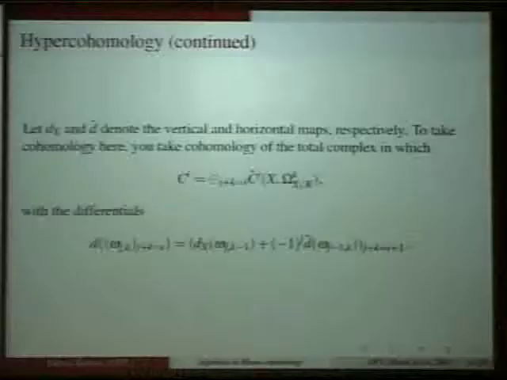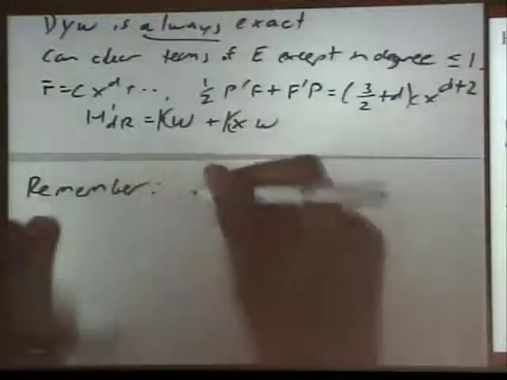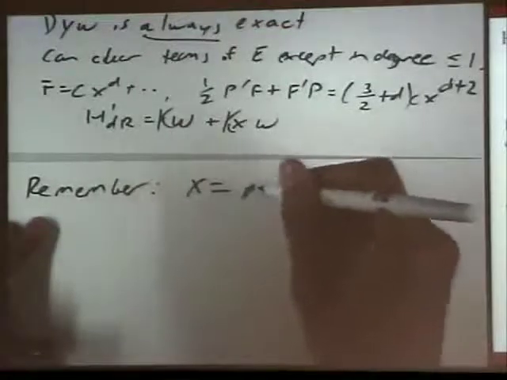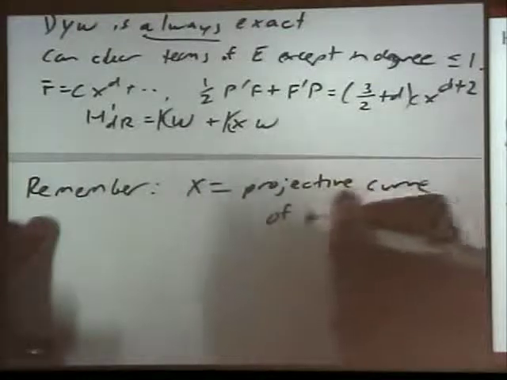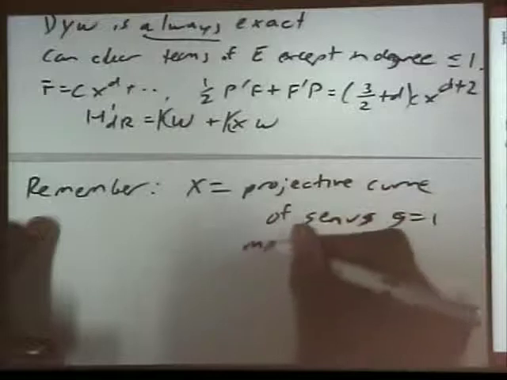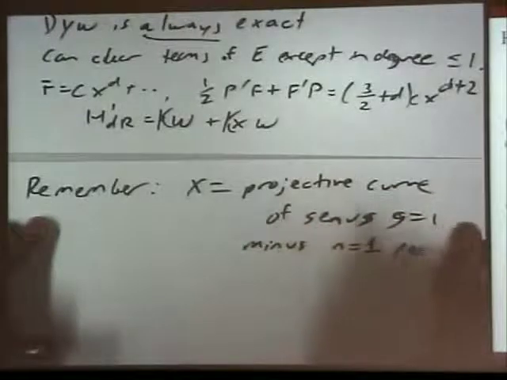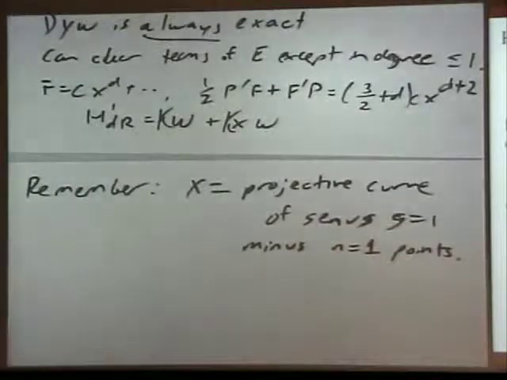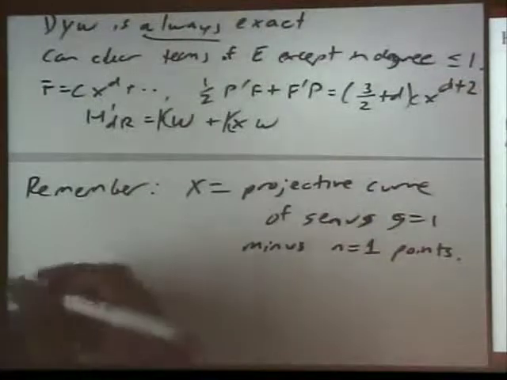So I'm going to mention one more thing about this situation. So remember, X was a projective curve of genus g, g equals 1 in this case, minus n points where n is 1. It's not grammatical, but you know what I mean. Because I want g and n to be general.